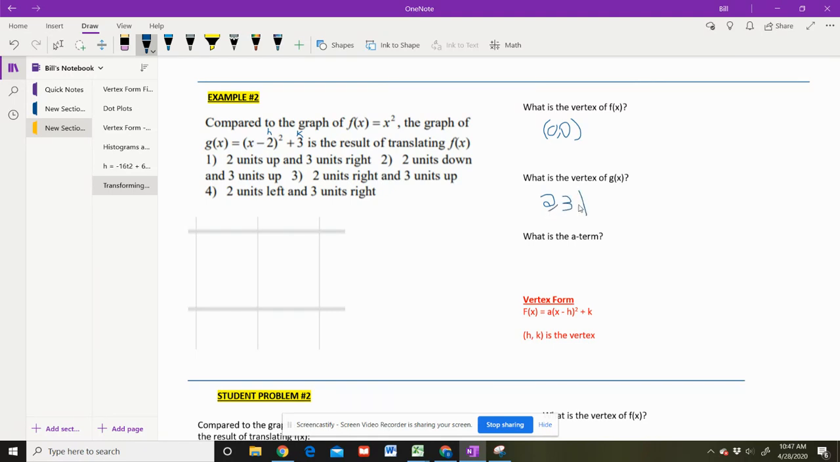All right. Having trouble writing here. All right. So 2, comma 3 is our vertex for g of x. Okay. So what is the a term? This is just a question we're going to ask. So it's a positive one here, remains a positive one.